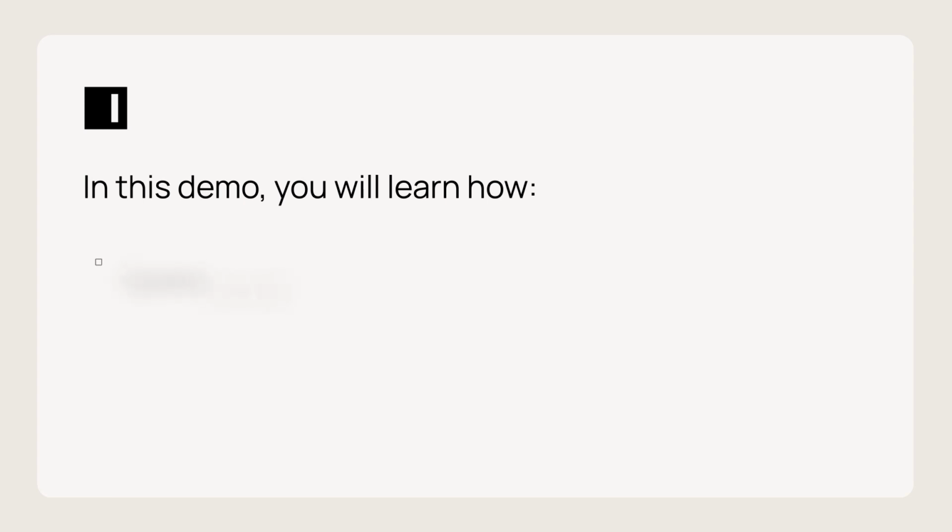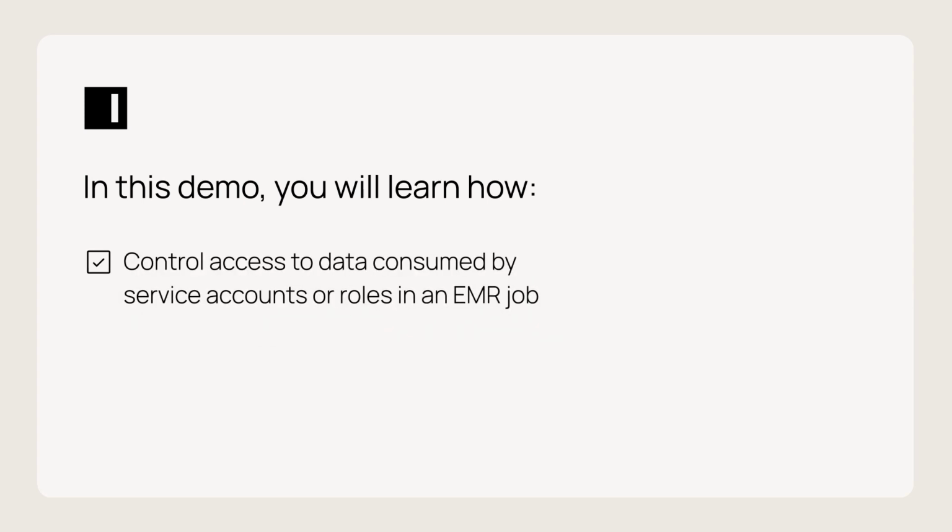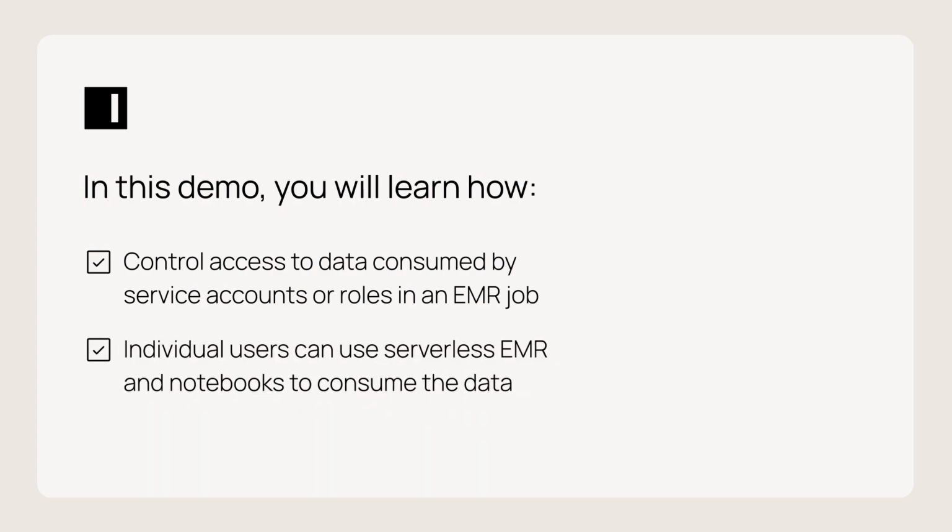To work around those limitations, AWS introduced S3 Access Grants and IAM Identity Center. Immuta helps even further by allowing you to dynamically control access to objects in S3 by leveraging those features. In today's demo, I will show how Immuta can help control access to data consumed by service accounts or roles in an EMR job, but also how individual users can use EMR Serverless and notebooks to consume the data. With the right controls, you can allow more users to consume more data faster, while keeping control and not oversharing.